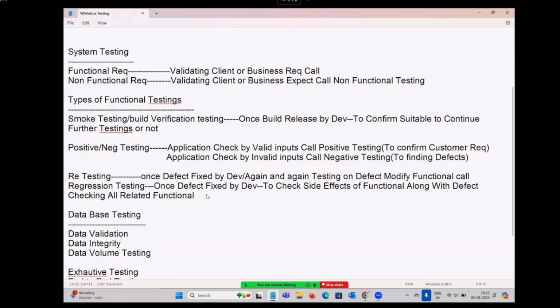Nothing but called as what? Regression testing. I hope you understood, guys. What is the difference between retesting and regression? Retesting is only the defect one.